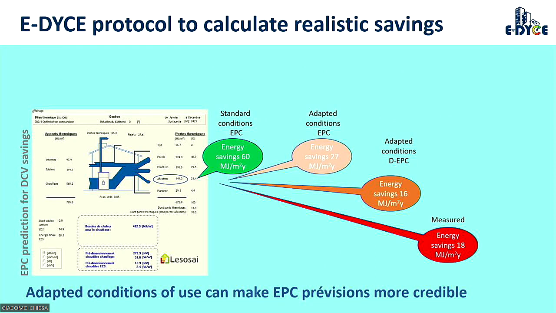But you can see something else from EDYCE: you can apply this idea of using adapted conditions of use even on the existing EPCs, and just by applying it to the existing ones, we pass from 60 to 27 megajoules of ambitions. If I had known that 10 years or 5 years ago, when we designed this program of the state, we would have designed it differently, because we would have had more realistic ambitions.